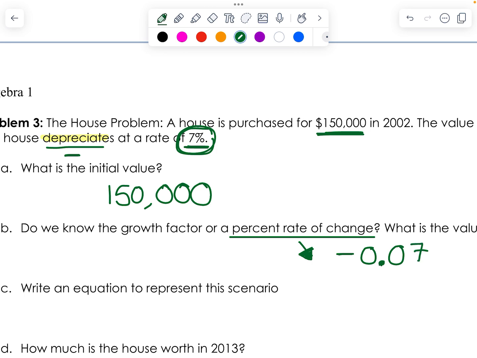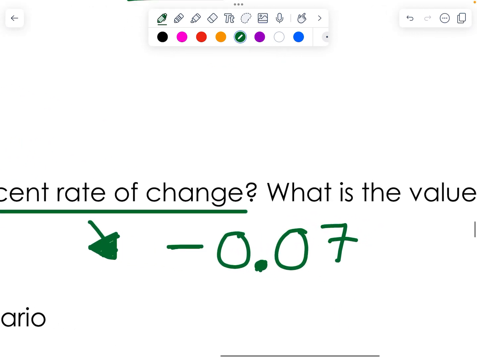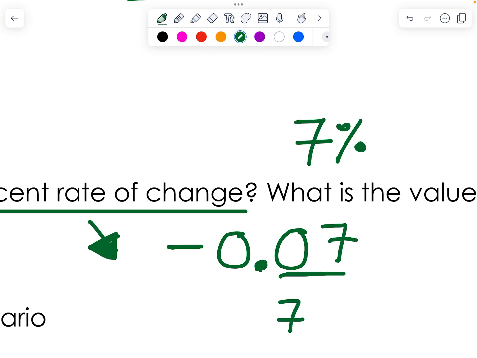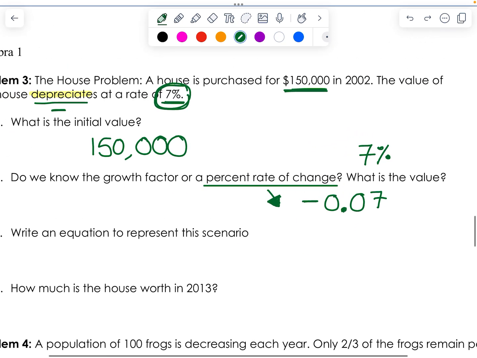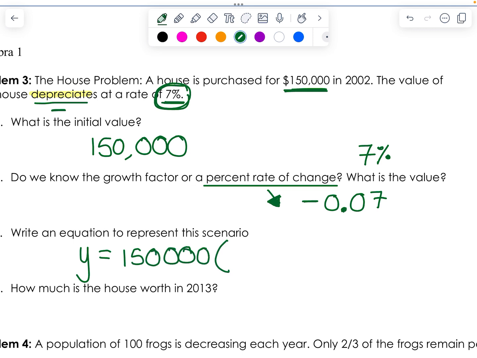0.07. I noticed on the previous lesson, you guys are still struggling with this. 7%, you need a 0, then a 7. If you don't put the 0, then it's 70%. Very different number, okay? 0.07. All right, so our equation then would be 150,000. We are depreciating, which means to decrease, by 0.07 to the x.